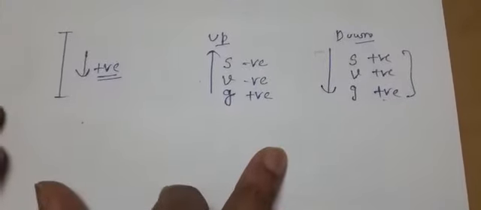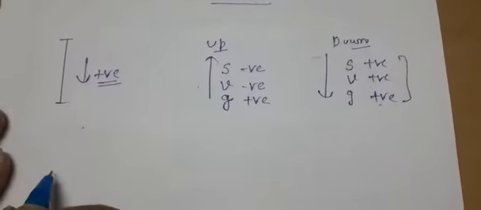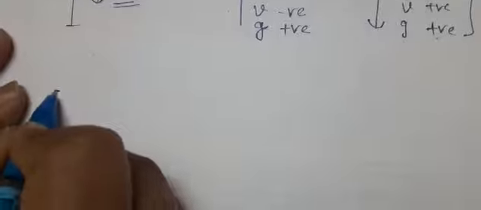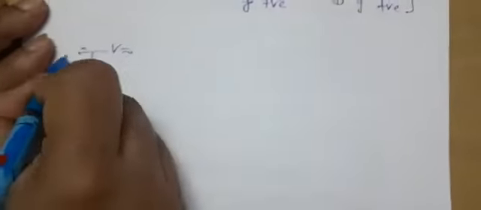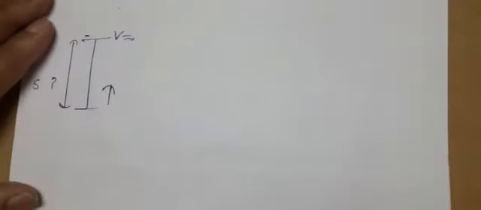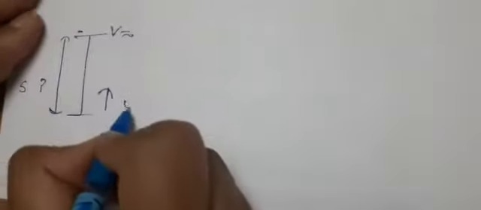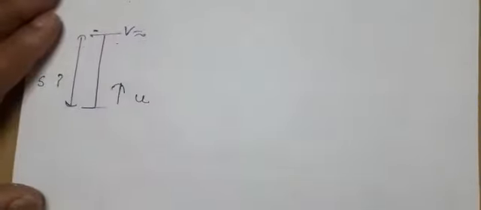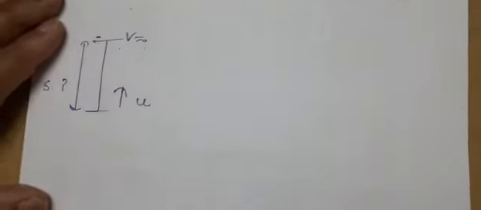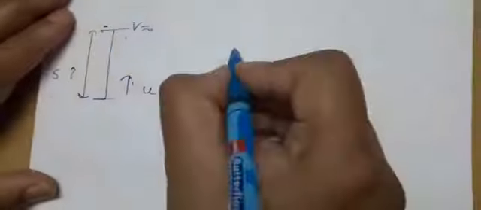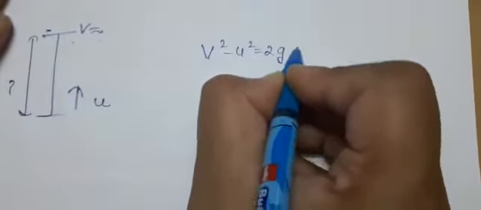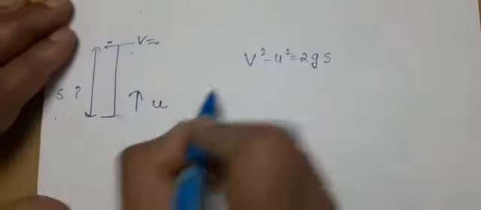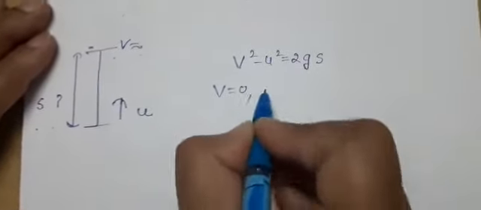Now in the last part, what has been asked: as the body has been thrown vertically upward, up to what height, how high it will go, you have to find the distance. So initial speed is given, and at the highest point final speed is 0. So you have to find the distance covered. You can apply v square minus u square equal to 2gs. At the highest point velocity is 0.